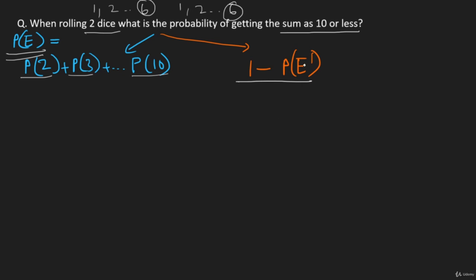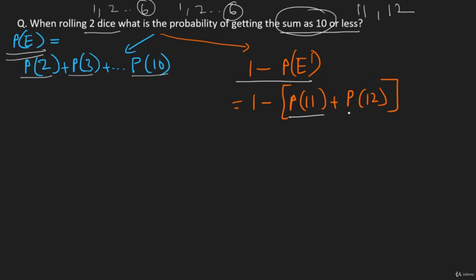And what is E dash? That is when the sum obtained is not less than or equal to 10. And what are those cases? It could be 11 or 12. So over here, 1 minus P of E dash is equal to 1 minus the probability of getting 11 plus the probability of getting 12. So we can see that this approach saves us much more time because we just need to find 2 probabilities.